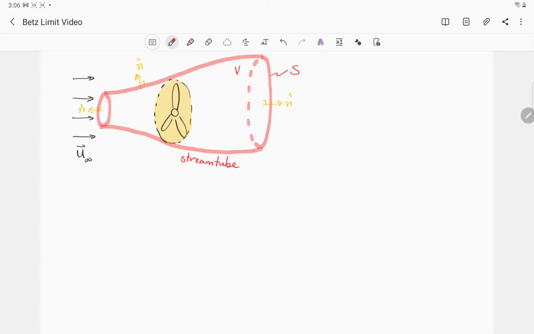What this means is that there is no flow across the stream tube by definition, and we only need to consider the flux of momentum or mass across the upstream and downstream faces. The cost of drawing the control volume this way is that we don't know the area, the size of the upstream and downstream faces at the beginning. We need to figure that out in the analysis. The way we're going to be able to do that is by invoking the conservation of mass.